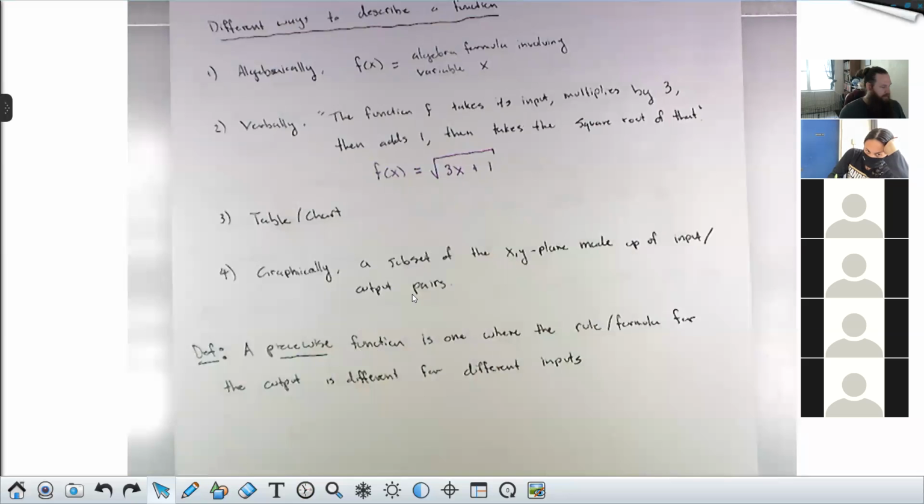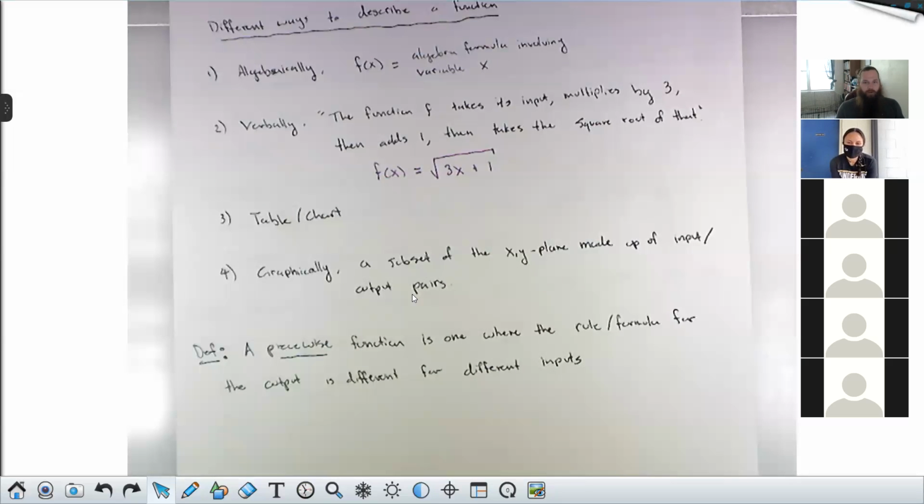Right, so maybe if x is positive, I want to square x. And if x is negative, I want to multiply it by 3. That would be a valid way of defining a function. I could verbally define a function by saying, if you feed this function a positive input, it will square it, and that will give you the output. If you feed this function a negative input, it will multiply by 3, and that will be the output. But it's a different rule depending on whether the input is positive or negative.